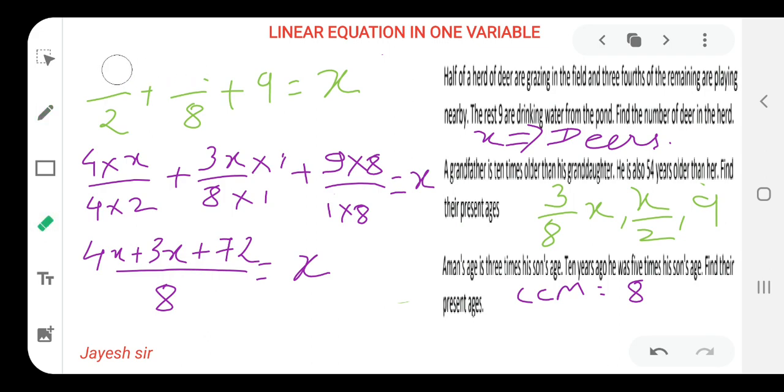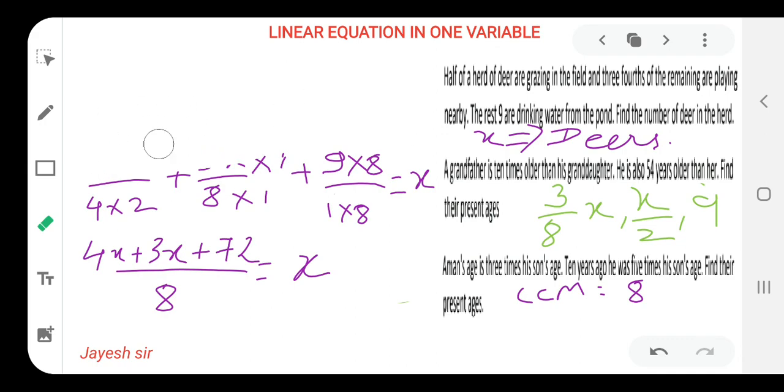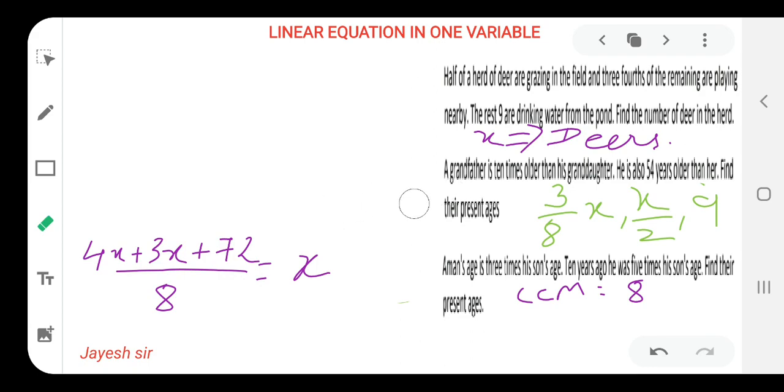So I am erasing over here so that we can find space for solving the equation properly. So let's solve it. Here 8 is in the denominator. Yes friends, you can all see that 8 is in the denominator, and after going to that side it will become multiplication. So that's what we do in our next step. 4x plus 3x we can write as 7x plus 72 equals 8, and after going to that side it will become 8x.